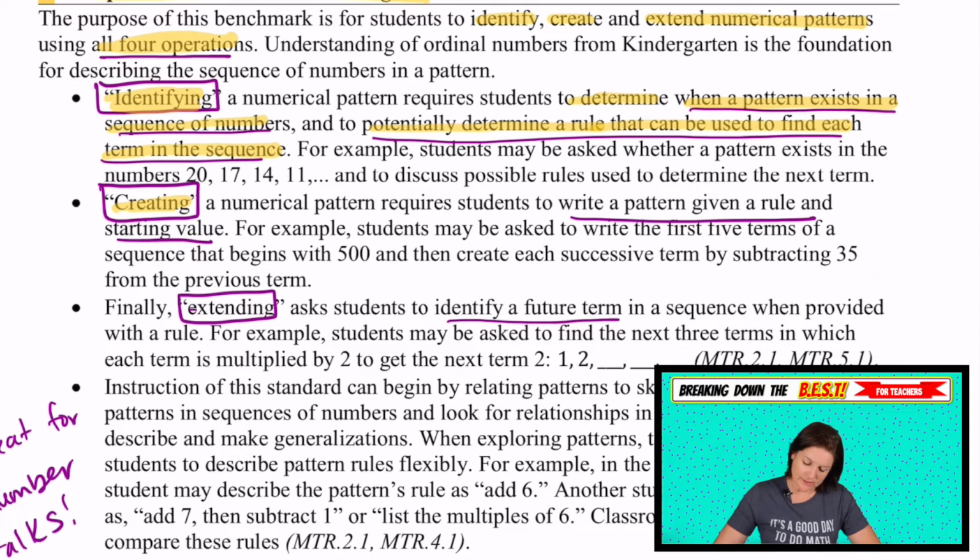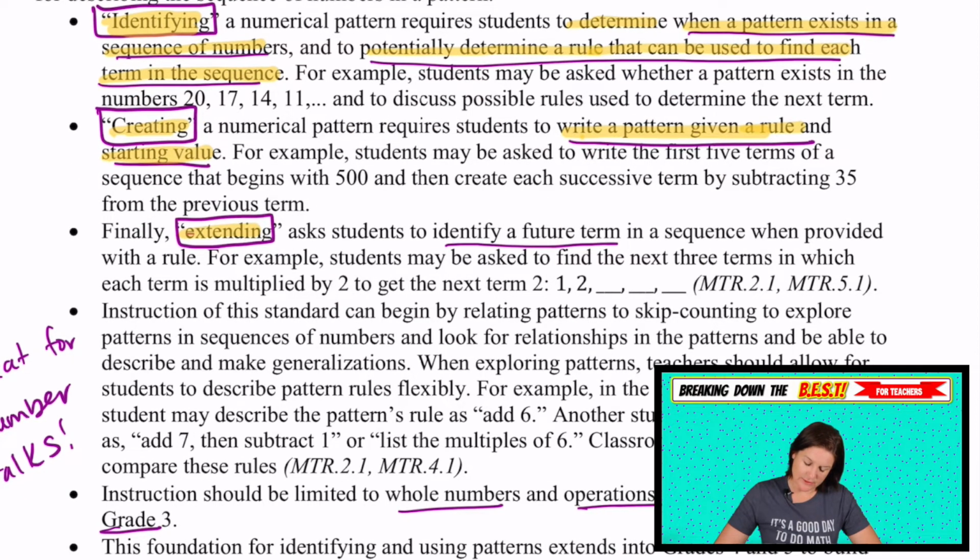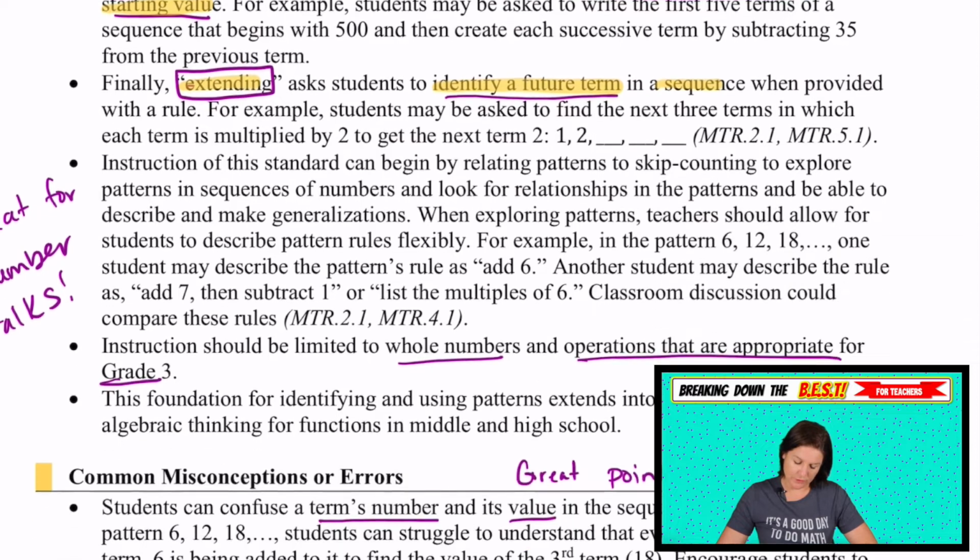Creating means that students will be able to write a pattern given a rule and a starting value. And extending means that a student will be able to identify a future term in a sequence. So just some definitions for you there.